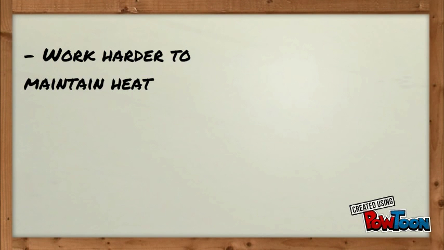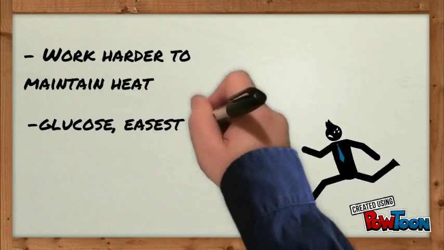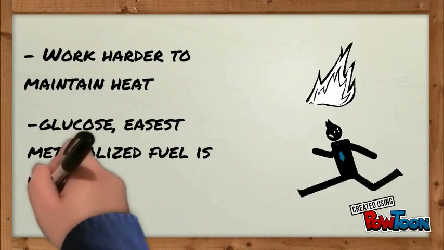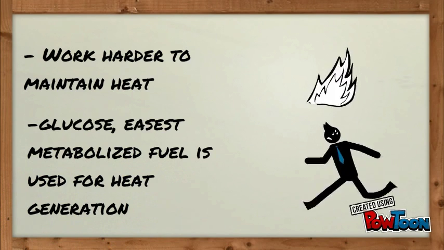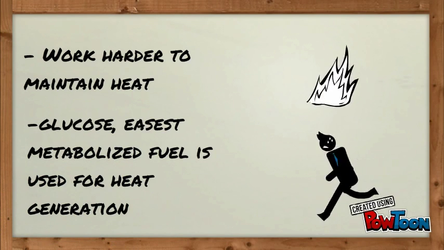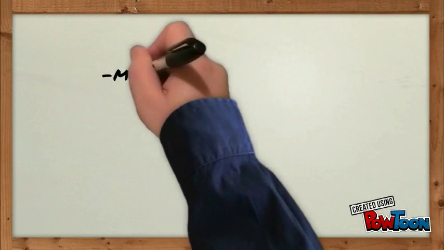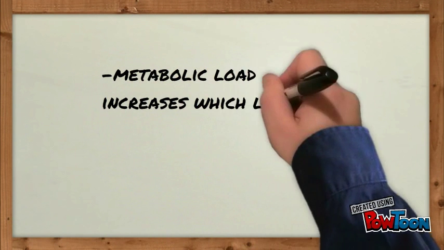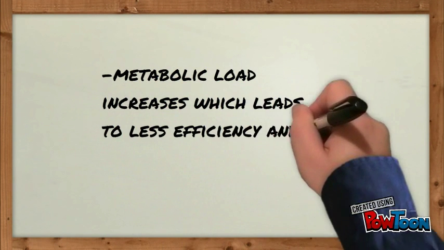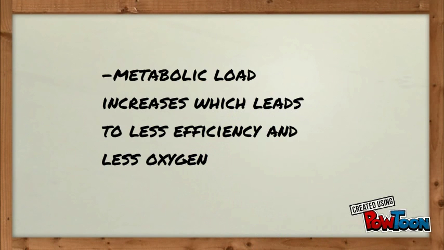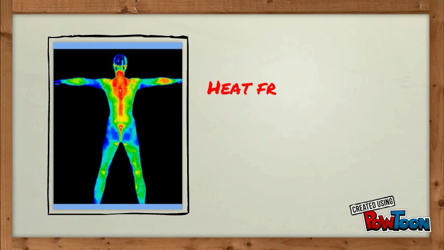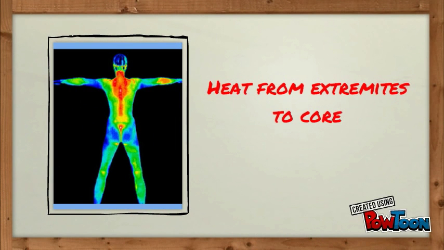As the body loses more heat, it has to work harder to maintain a stable temperature. This leads to the production of glucose, which is the quickest and easiest metabolized fuel to be used for heat generation over muscle contraction. By consequence, the metabolic load is increased on the body, which leads to less efficiency and less oxygen. The body then has to take the heat from extremities to the core for protection.